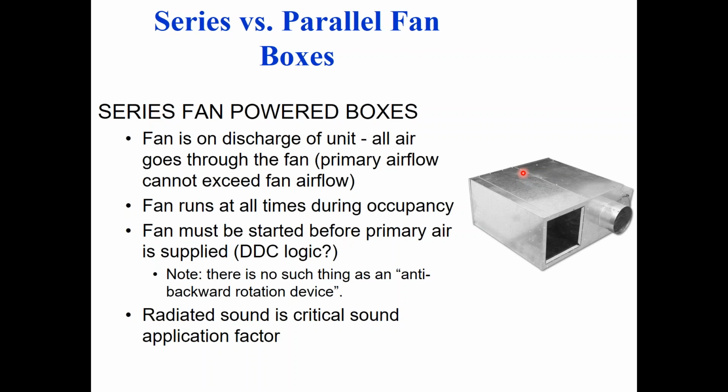Now, running backwards, it will still move air into the zone. It'll just be a really, really crappy designed backward incline fan instead of a nice forward curve fan, which means you probably only get like 60% of your airflow or something ridiculous like that. So start the series fan first, then turn on the air handling system. It's easy to do that if you have DDC.